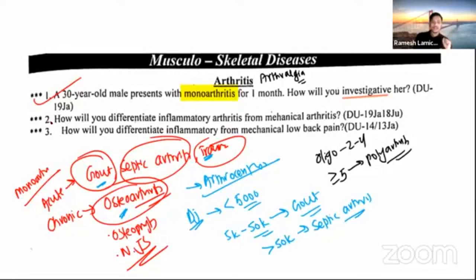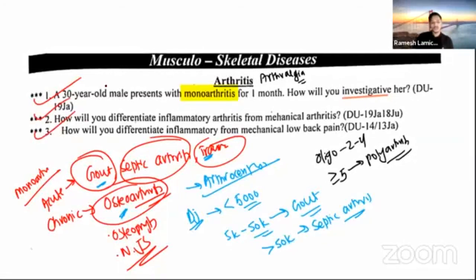So what are the examples of inflammatory and mechanical arthritis? Inflammatory arthritis are usually rheumatoid arthritis, SLE, ankylosing spondylitis, all the seronegative and seropositive arthritis. And in the case of mechanical arthritis, there is usually osteoarthritis. These are the mechanical arthritis. Okay, so question number 2 is to discuss.